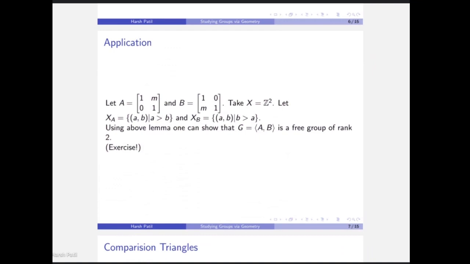So let's consider these two matrices, a and b, which belong to SL2Z, and SL2Z acts on Z squared by left multiplication. Let's consider these two sets, xa and xb, where the first entry is bigger than the second in xa and the opposite in xb. You can show that the hypotheses of the ping pong lemma are satisfied for these sets, and consequently the group generated by a and b is actually a free group.